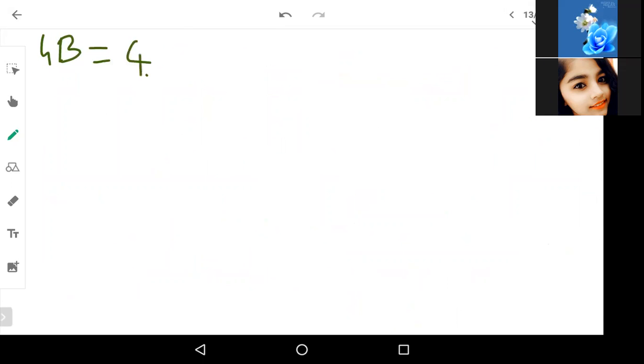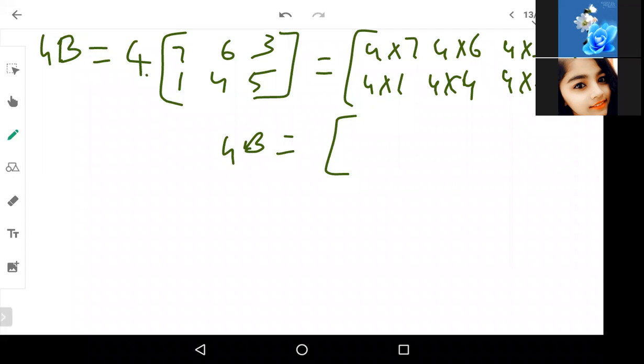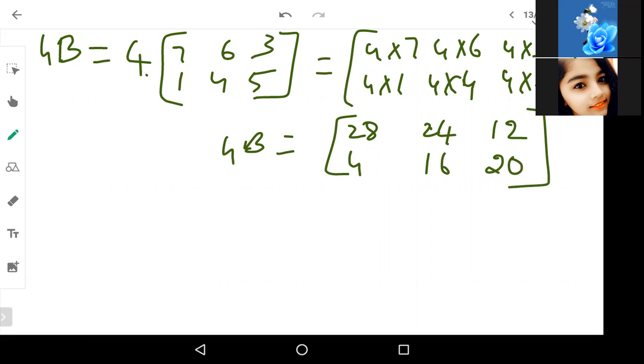4B. 4 into B is 7, 6, 3, 1, 4, 5. Here again, 4 into 7, 4 into 6, 4 into 3, 4 into 1, 4 into 4, 4 into 5. So 4B is equal to 4 sevens are 28, 4 sixes are 24, 4 threes are 12, 4 ones are 4, 4 fours are 16, 4 fives are 20. So this is going to be your 4B.